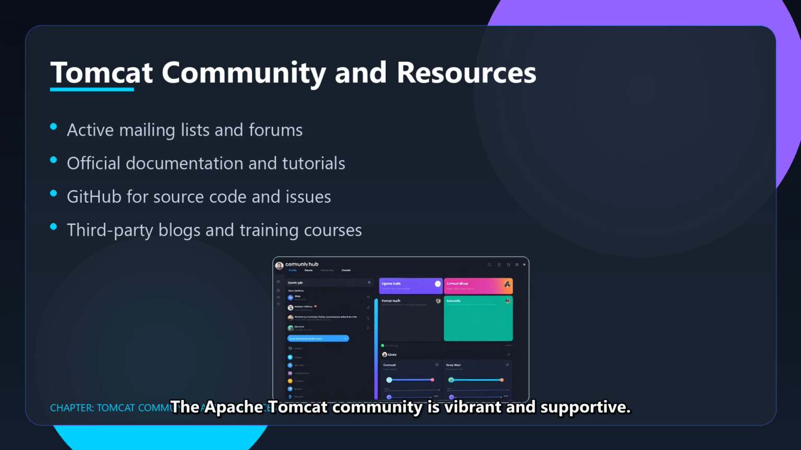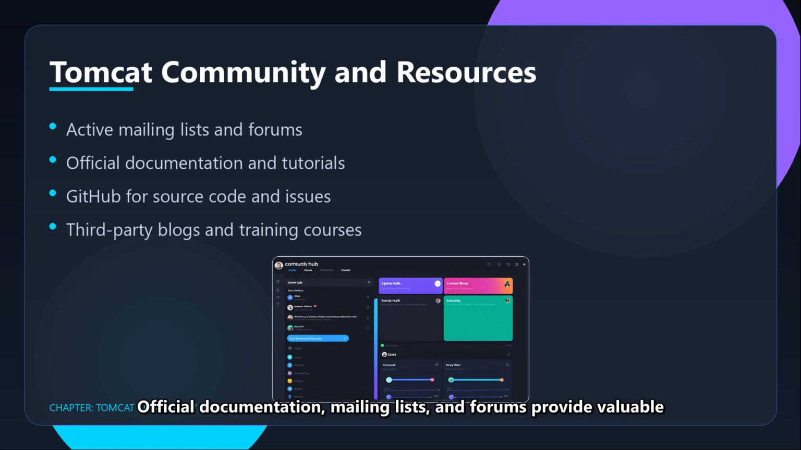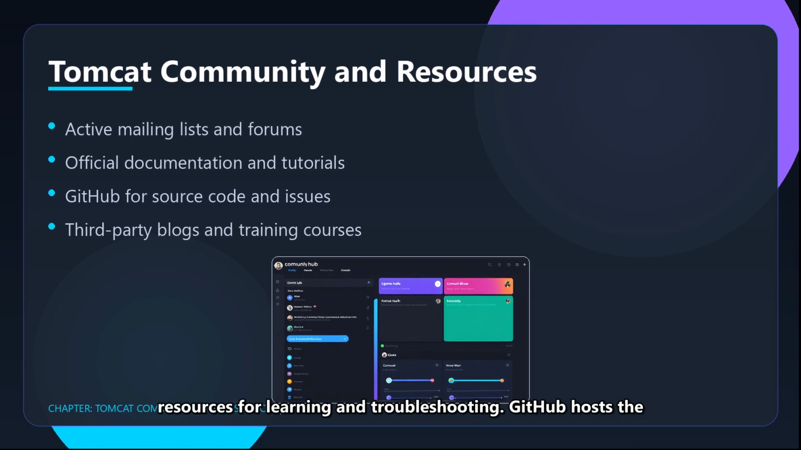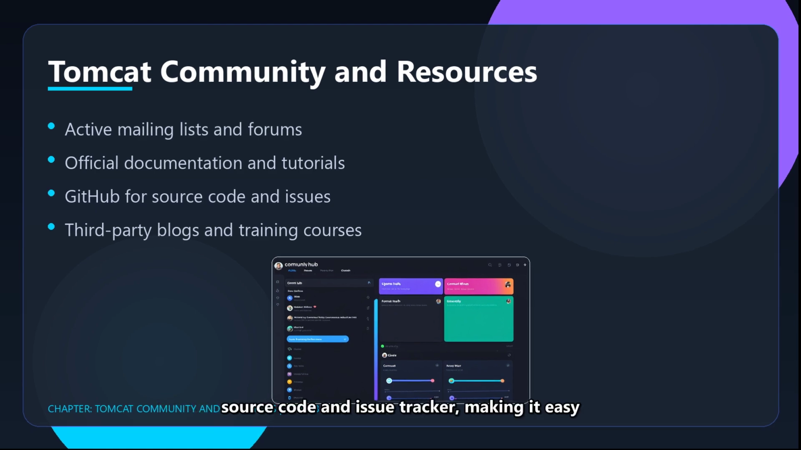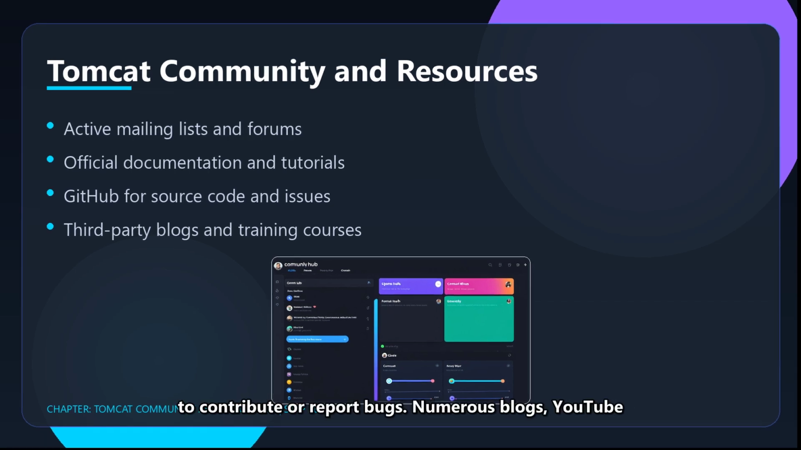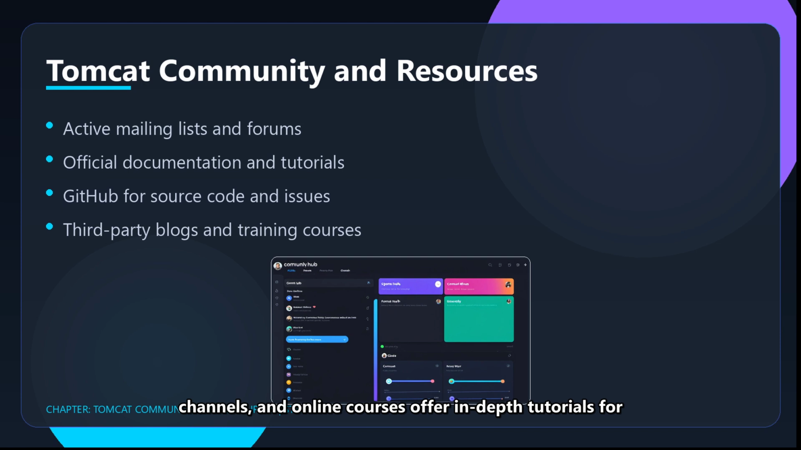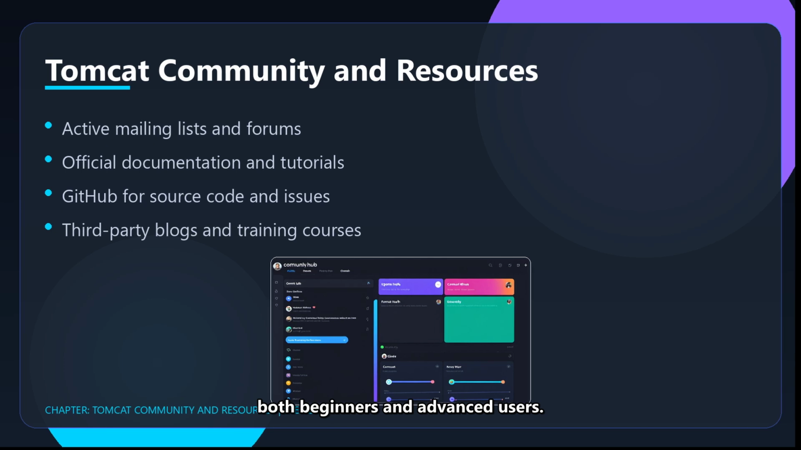The Apache Tomcat community is vibrant and supportive. Official documentation, mailing lists, and forums provide valuable resources for learning and troubleshooting. GitHub hosts the source code and issue tracker, making it easy to contribute or report bugs. Numerous blogs, YouTube channels, and online courses offer in-depth tutorials for both beginners and advanced users.